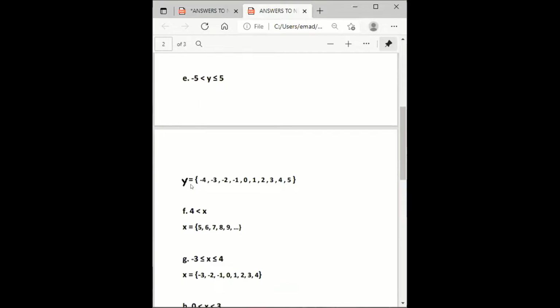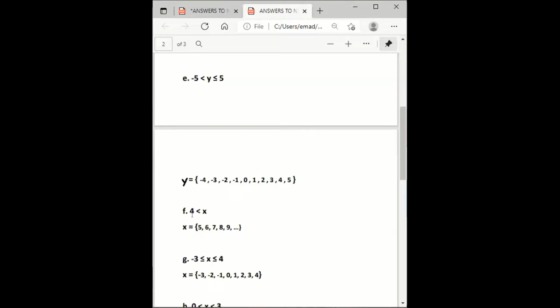So our solution set will be written as y is equal to the -4, which comes just after this -5, then the -3, the -2, -1, and the 0, 1, 2, 3, 4, and the 5. We are including the 5 because of this symbol in between the y and the 5. Then we shall close our curly brackets.